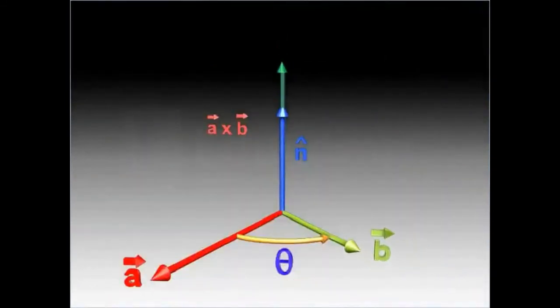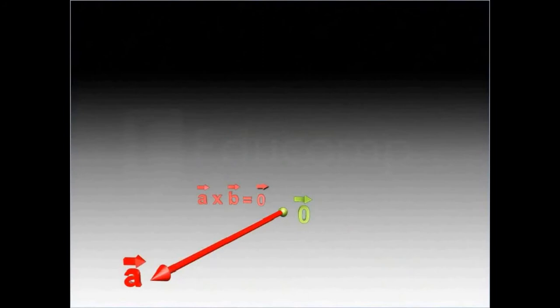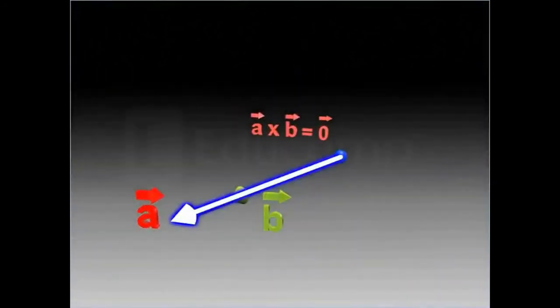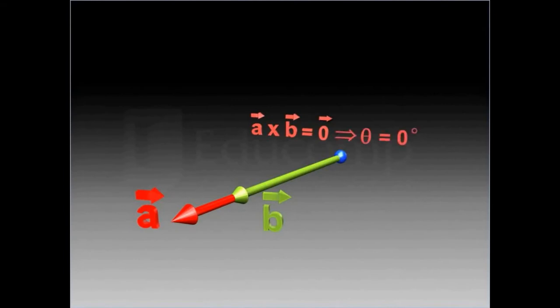The value of theta is not defined if either of the vectors is a zero vector, and in such case, vector A cross vector B is zero vector. On the contrary, if A and B both are non-zero vectors, such that their cross product is zero vector, then angle theta between them is 0 degrees and the two vectors are parallel to each other.